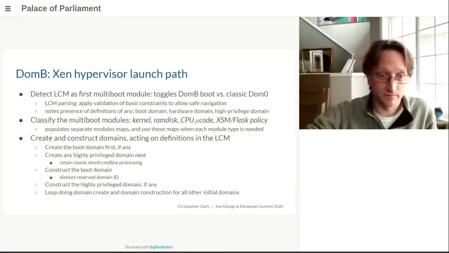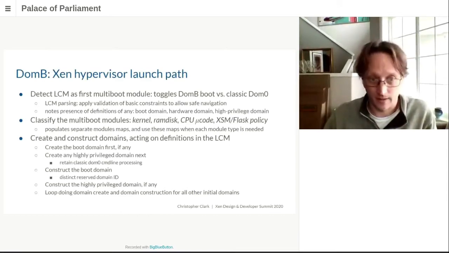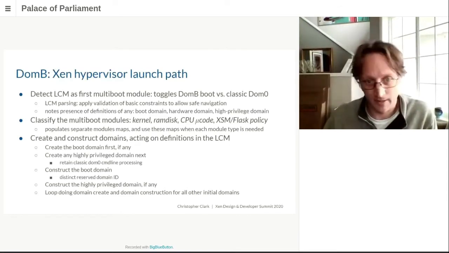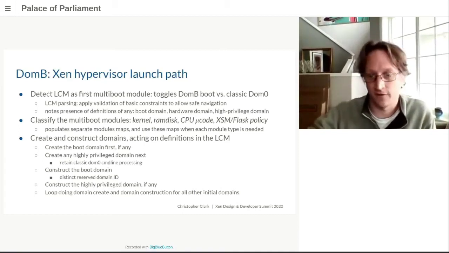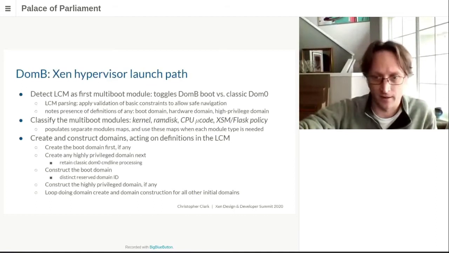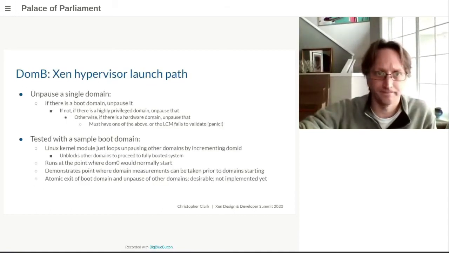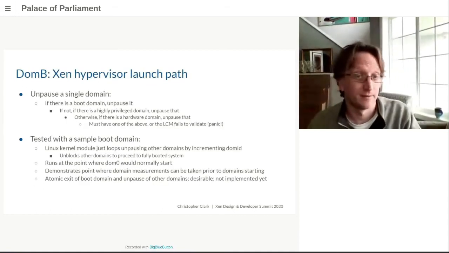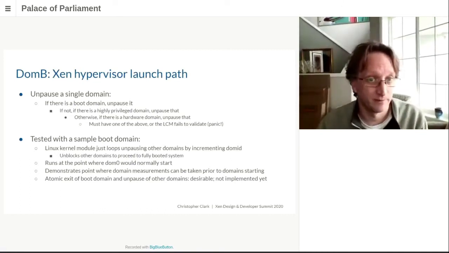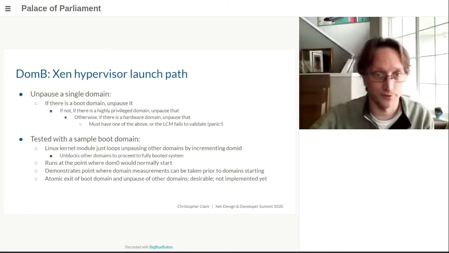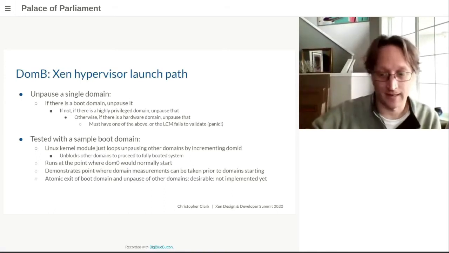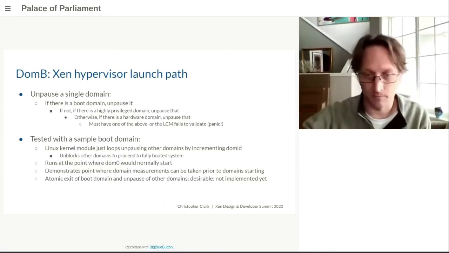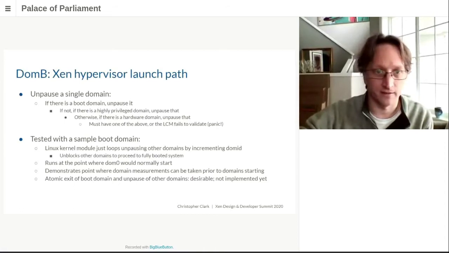And then it'll drop into a loop after it's done the boot domain and the highly privileged domain. It will drop into a loop cycling through domain creation and construction for any other initial domains described. A single domain gets unpaused. The logic is pretty simple. If there's a boot domain, that's the one. If not, if there's a highly privileged domain, it'll unpause that. And if not, if there's a hardware domain, that's the one that gets unpaused. And if you haven't got any of those, then your LCM won't validate and you've given it an invalid config.